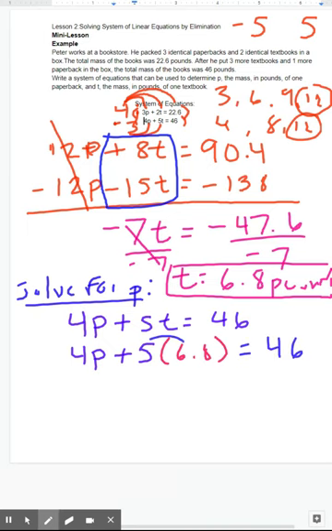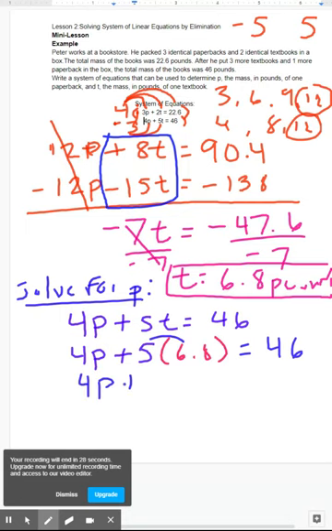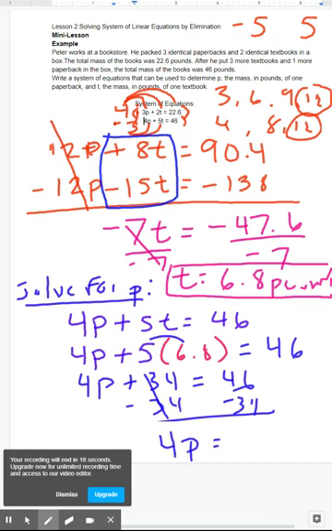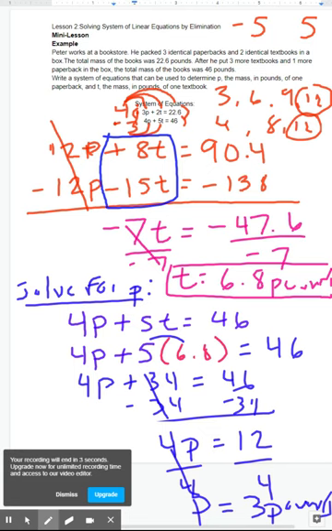Now if I multiply 5 times 6.8, I get 34. So I bring down the 4p plus 34 is equal to 46. Subtract both sides by 34. That cancels out. 4p is equal to 46 minus 34, which is 12. Divide both sides by 4. So P is equal to 3 pounds. So that's how I solve for P, and that's how I solve for T.